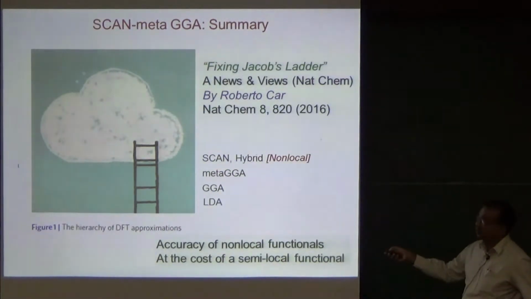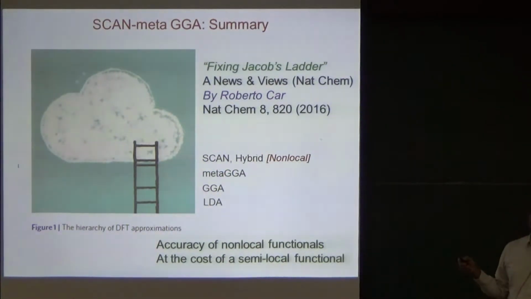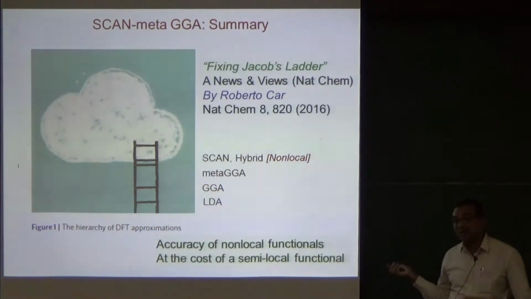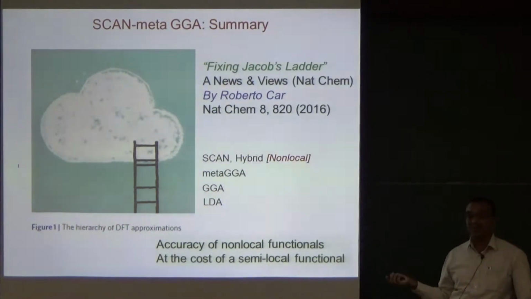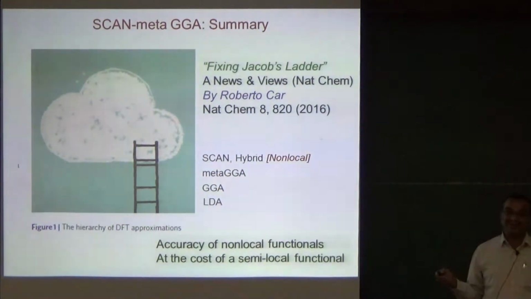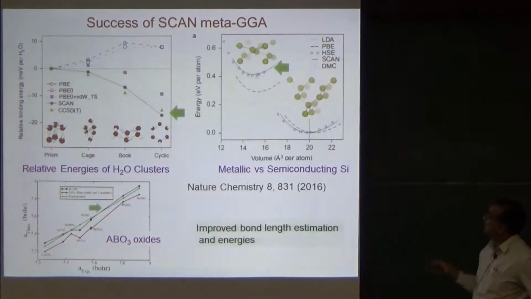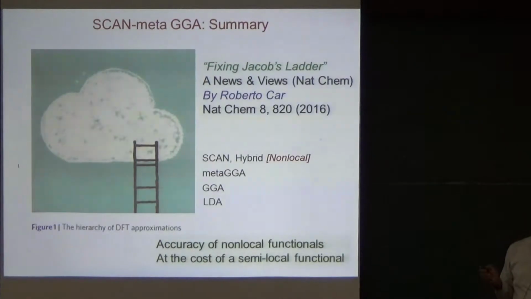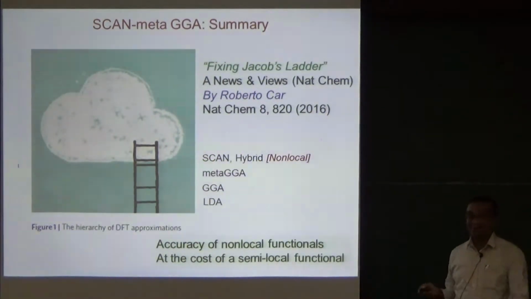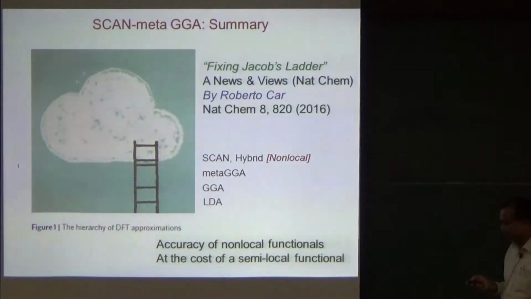Why this method is so good, I didn't go into details of it, is it satisfies 17 sum rules which are satisfied by the exact solution of the... No, it's not an expansion. It has that functional form that I showed you, and it is supposed to satisfy the 17 sum rules, and that's why it's doing reasonably well. I'm sure there is still a way to improve it, but that's where we are today.